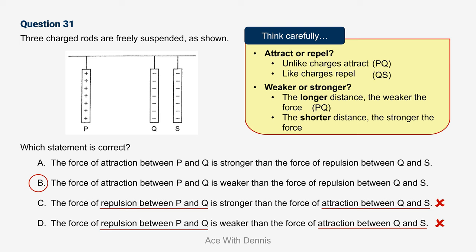For the first case, P and Q have a longer distance. Therefore, the force between them is weaker. Q and S have a shorter distance. Therefore, the force between them is stronger. Now, let's compare options A and B. For option A, the force of attraction between P and Q is stronger, which is incorrect because they are at a longer distance. So it should be weaker for the force of attraction between P and Q. Therefore, only statement B is correct.